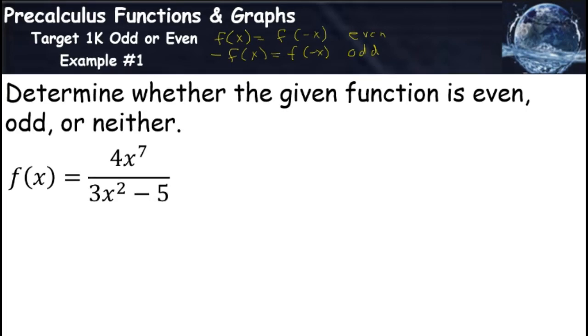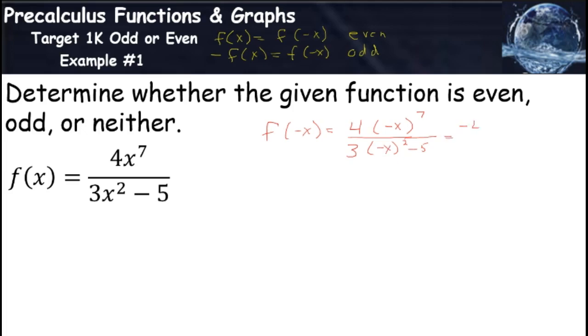Okay, so another pen. So this is f of x. So we need to find f of negative x. So to find f of negative x, everywhere I see an x, I'm going to put in parentheses a negative x. So I have 4, and then there's x to the 7th, so parentheses x to the 7th, and I'm going to fill that with negative x. And then down here there's 3, and there's an x, so parentheses squared minus 5. And I'm going to fill that with a negative x.